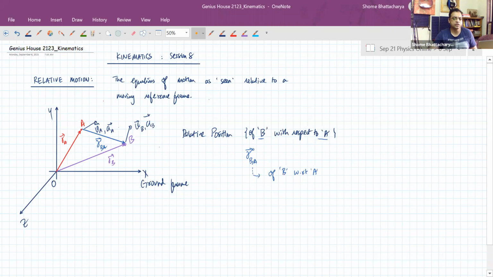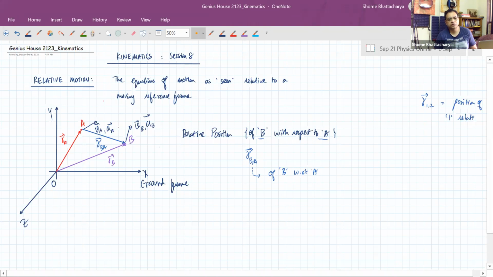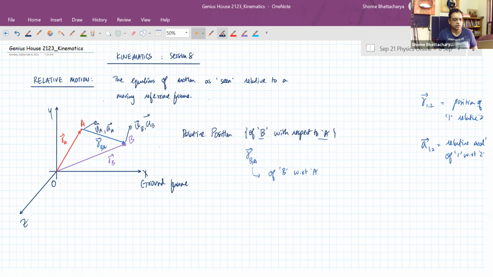Okay, so whatever relative quantity we are referring to, we'll write in this notation. That's one with respect to another. So if it's r12, it is the position of whatever that 1 is relative to whatever that 2 is. Likewise, if you're writing a12, this is the relative acceleration of 1 with respect to 2. So that is the notation we'll use.